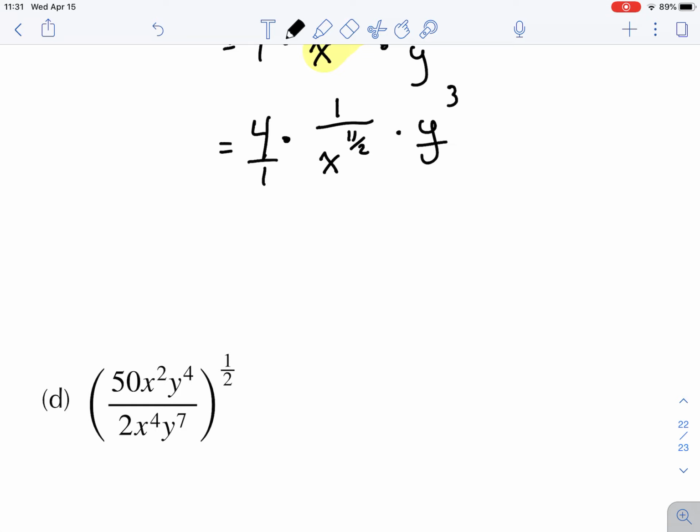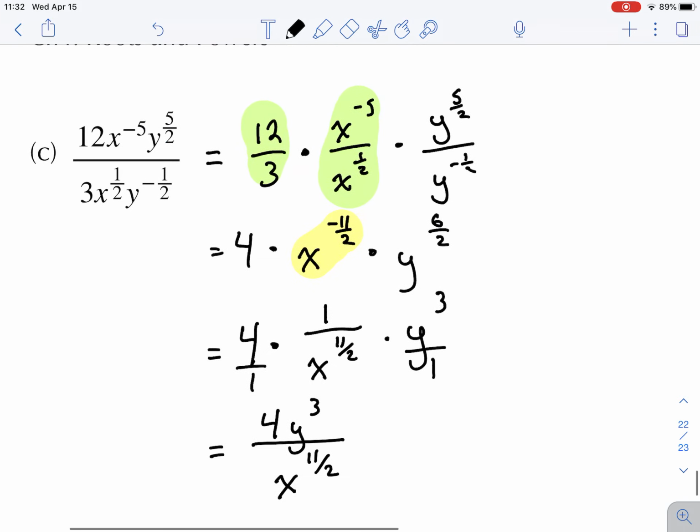And I can combine everything together now. 4 is the same thing as 4 over 1, and y cubed is the same thing as y cubed over 1. And just multiply them out. So 4y cubed is on the numerator, and we have x to the 11 over 2 in the denominator. All right, and that is simplified.